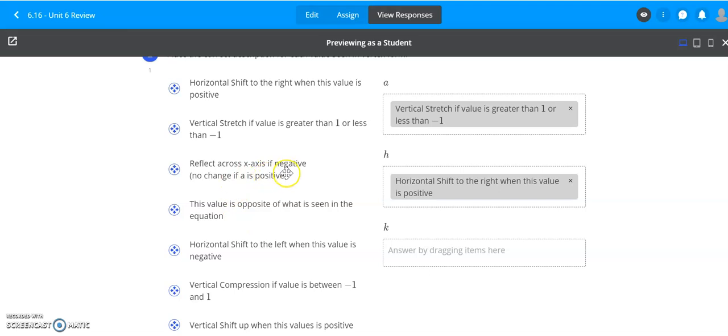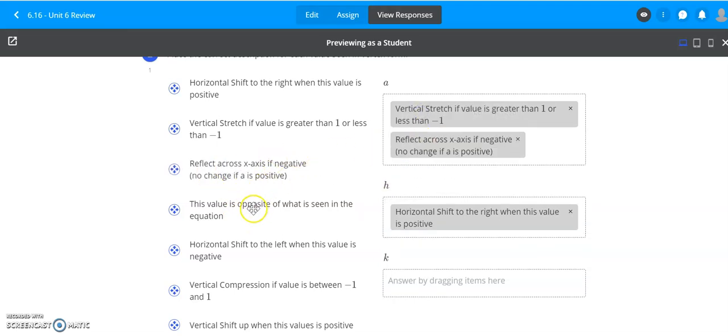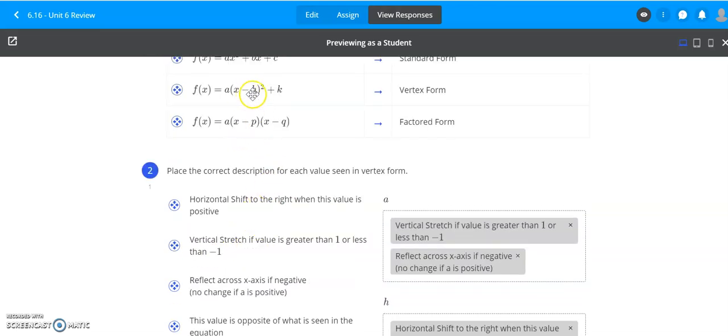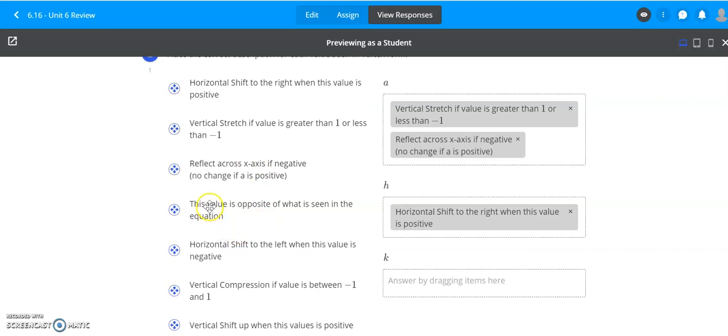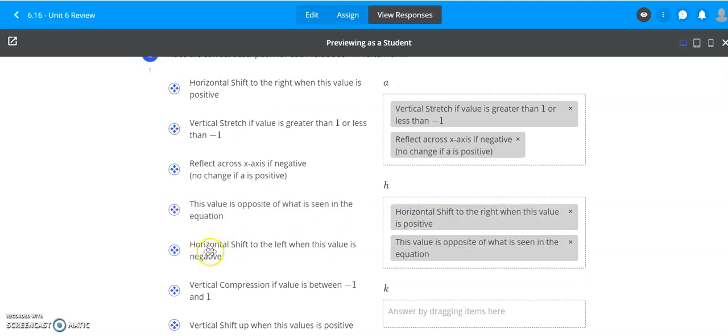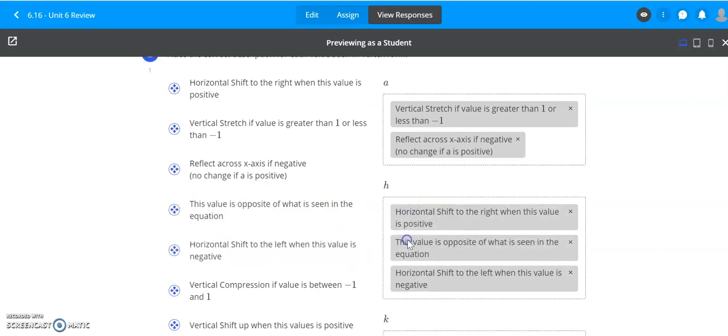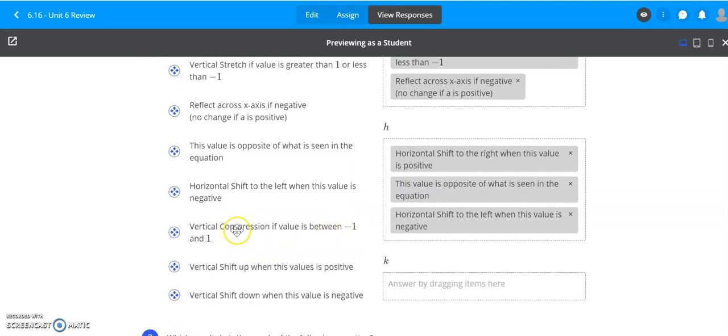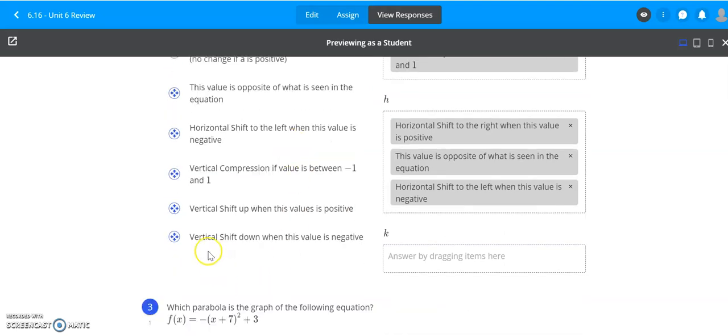Reflect across x-axis if negative. So when it reflects, that's the a in front. The value is opposite of what is seen in the equation. Remember, that's the x minus h part. So it's h again. Horizontal shift to the left. This is just the opposite of the other one that we have. Vertical compression. So compression and stretch are opposite. That goes with the a. And vertical shift up, vertical shift down, these are both our k's.